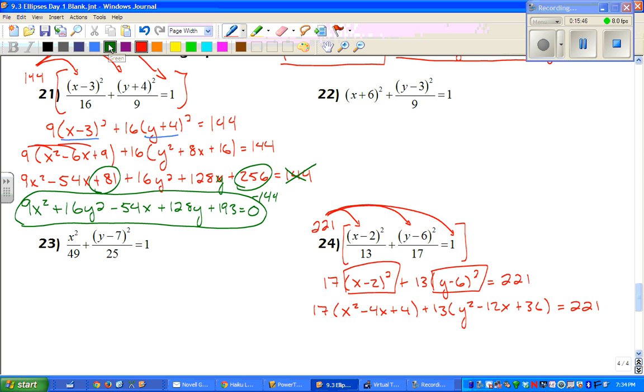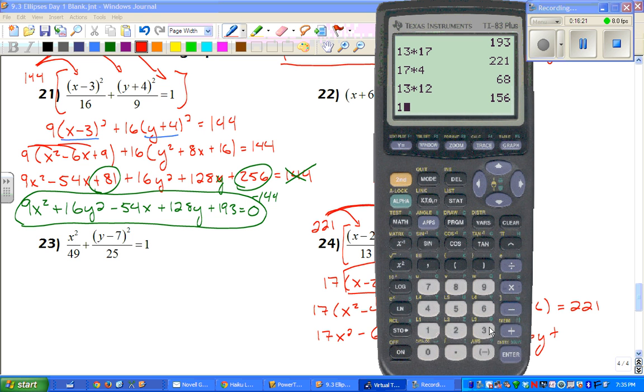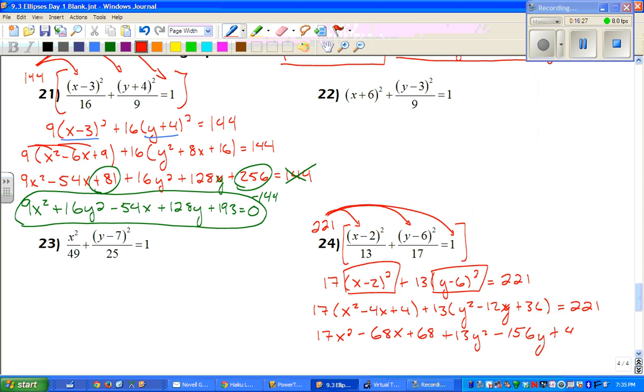Alright. Next step is to distribute. So 17 gets distributed to the parentheses. 17x squared minus 68x plus 68. Distribute to 13. So plus 13y squared minus 156y. I keep putting an x in there. So y plus, and then 13 times 36. Let's take that out. 13 multiplied by 36 is 468. So plus 468 equals 221.